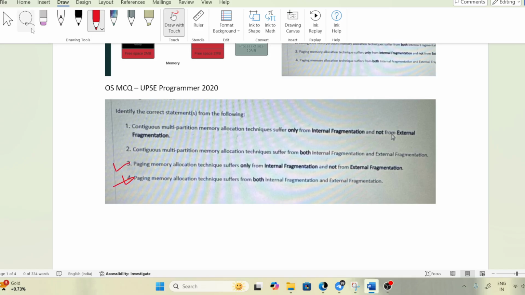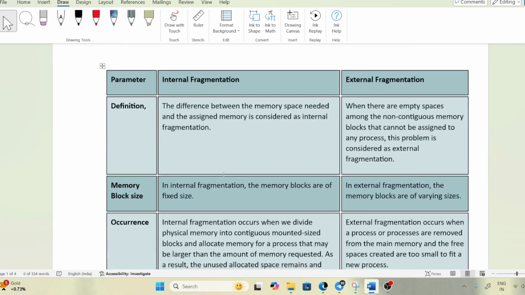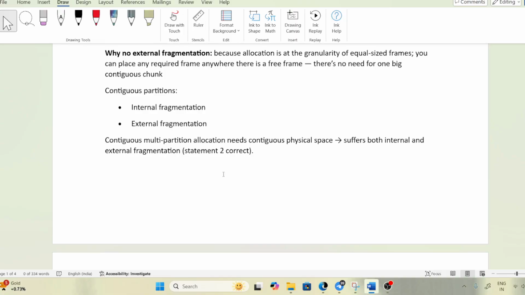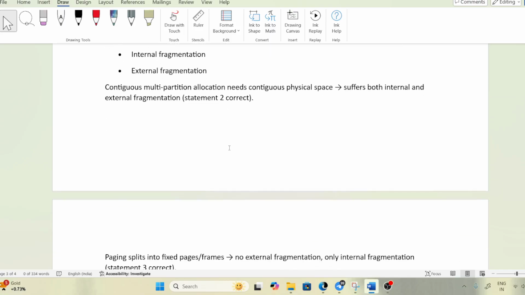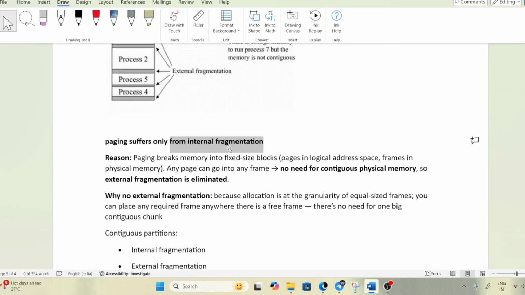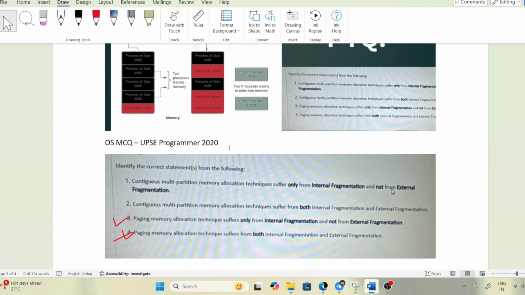Okay, let's see option 1 and option 2 also, about the continuous multi-partition. When we check the continuous partition, it can have internal fragmentation as well as external fragmentation because it is going to allocate the memory in a continuous form. So here it can suffer from internal as well as external fragmentation. So both will be there. Here if we look at the options, continuous multi suffers from only internal fragmentation: no, this is incorrect. And suffers from both: yes, it is correct. So option 2 and C is the right answer for this question.